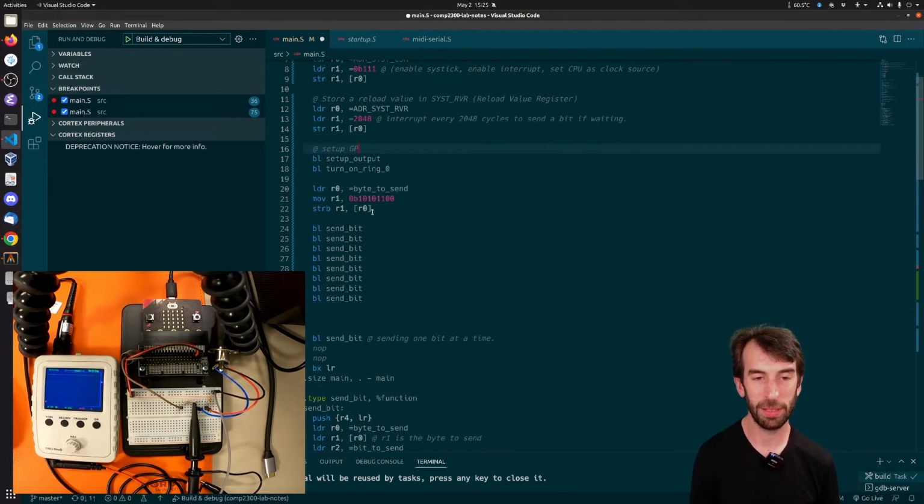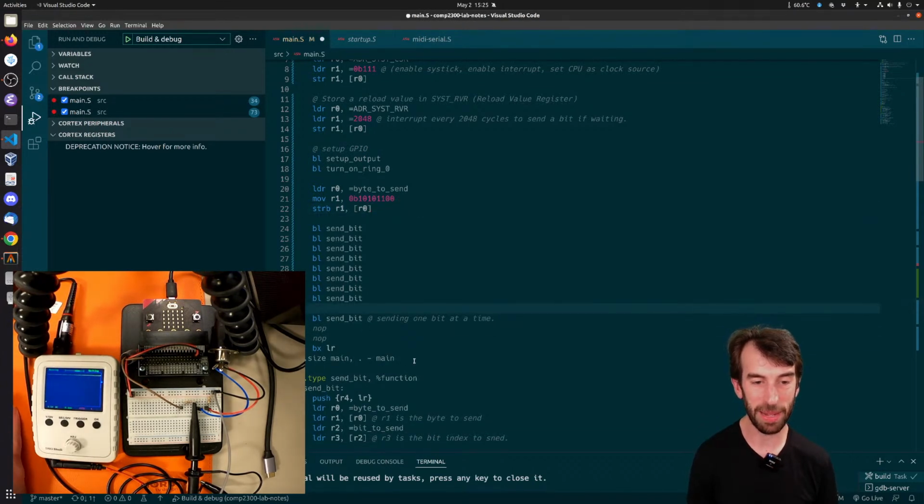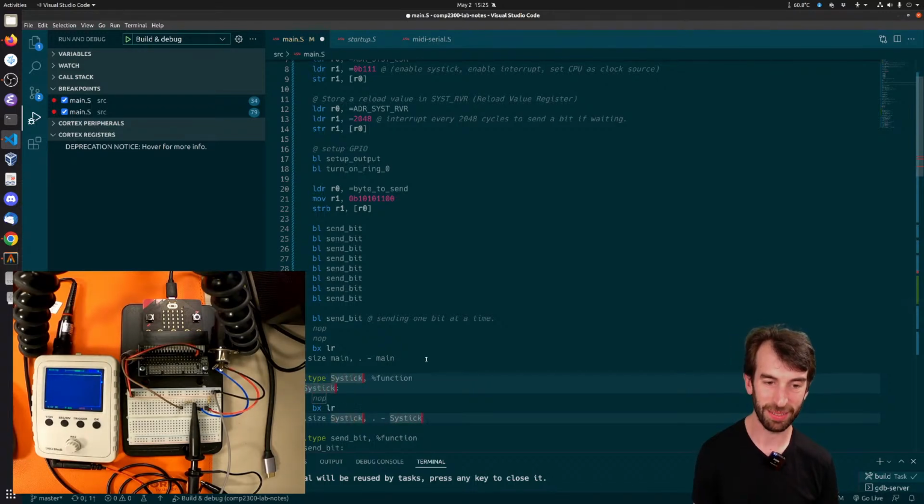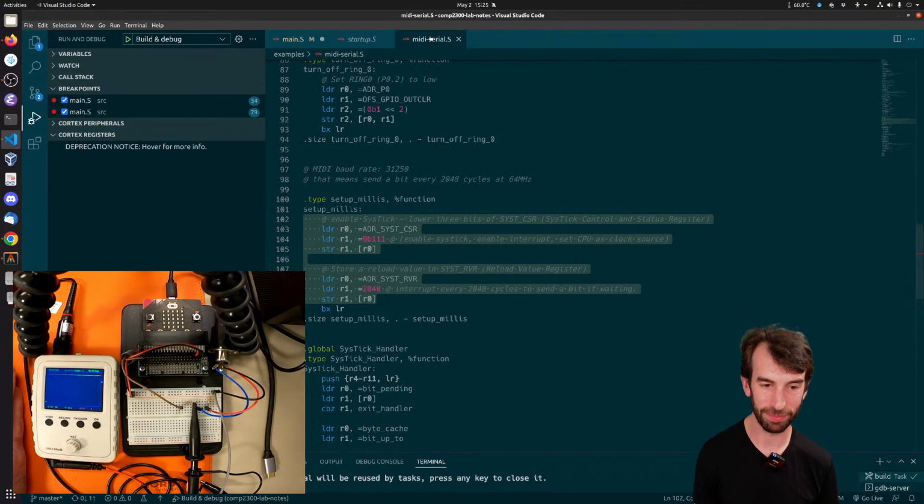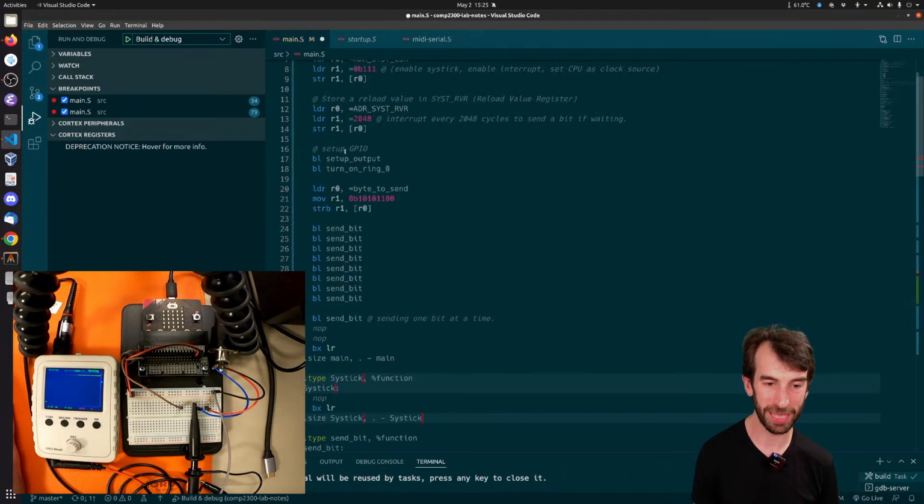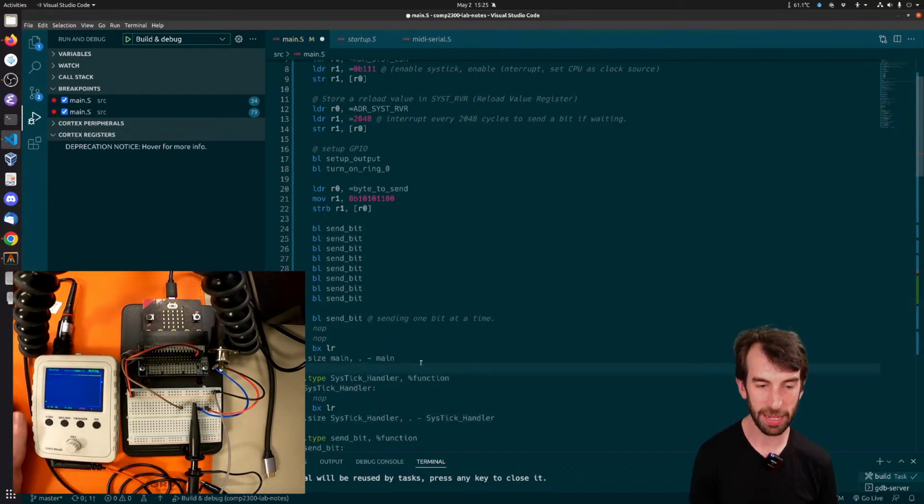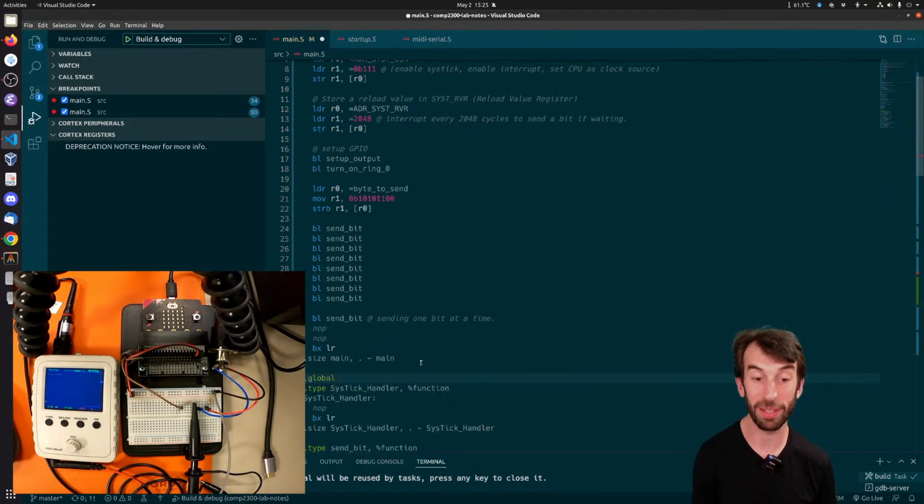Set up GPIO. So now what's great is that I can make a function systick handler. What's it called? Systick, with a capital T. I always forget that. Handler. Okay, and I'm going to make that .global so that it makes sure that this is the systick handler we use.